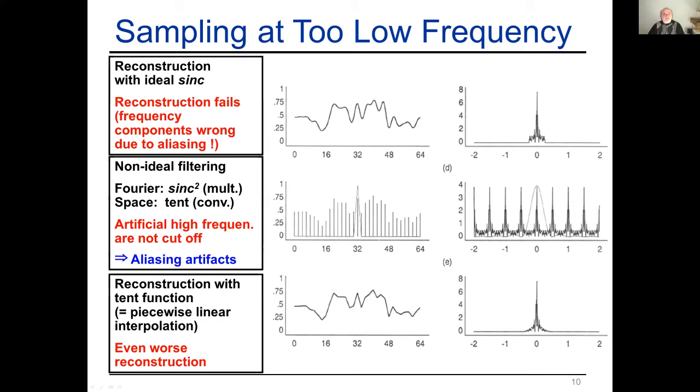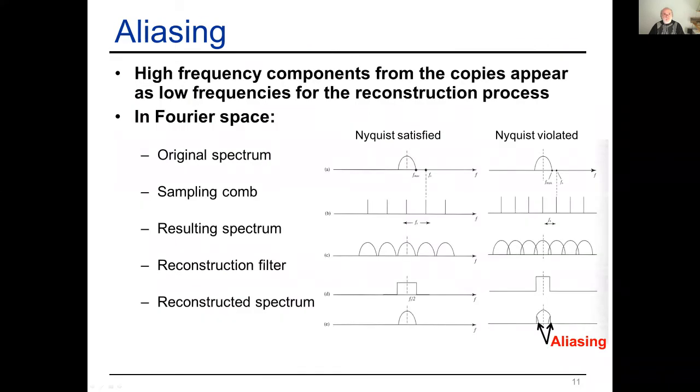The point here is we cannot undo that. Even if we had an ideal sinc reconstruction, now this doesn't work anymore. And we get artifacts, right? It just gets worse. The sampling process generates aliasing, and then we add a non-perfect filter to it, which just gets more errors into our result.